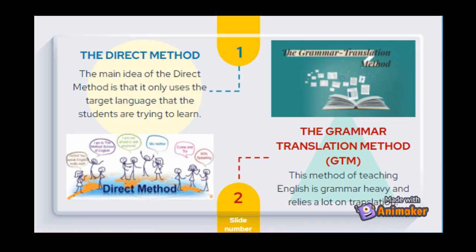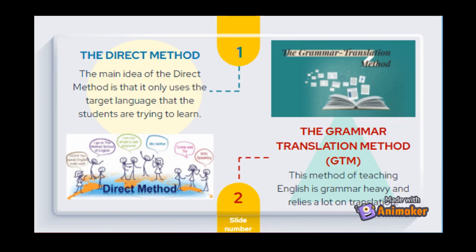Number 1. The direct method. The direct method of teaching English is also known as the natural method. It is used to teach a number of different languages, not just English, and the main idea of the direct method is that it only uses the target language that the students are trying to learn. Its main focus is oral skill, and it's taught via repetitive drilling. Grammar is taught using an inductive way, and students need to try and guess the rule through the teacher's oral presentation. Today, popular form of the direct method are Kolan and Berlis.